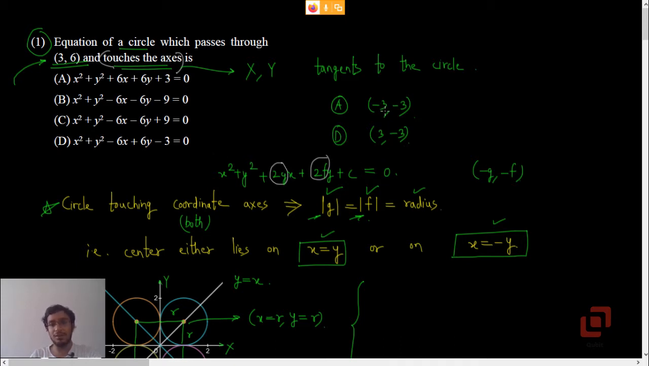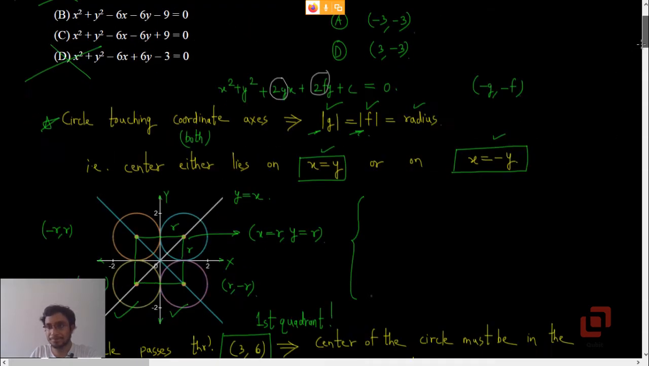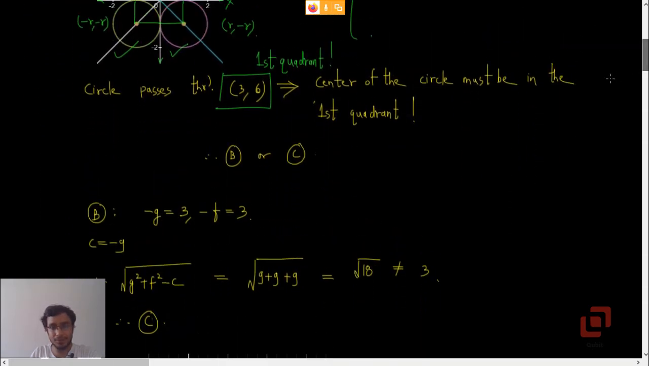Are these points located in the first quadrant? No. So definitely it is not A and not D. So either option B or option C. Okay, so because the circle passes through 3, 6, the center of the circle must be in the first quadrant, and we checked that options A and D represent circles whose centers do not lie in the first quadrant, so it is either B or C.